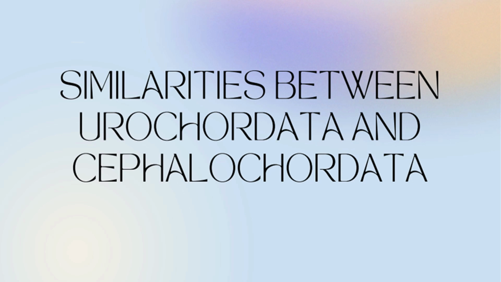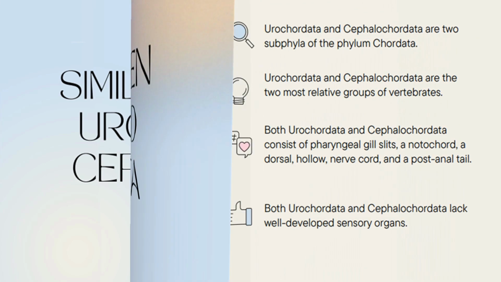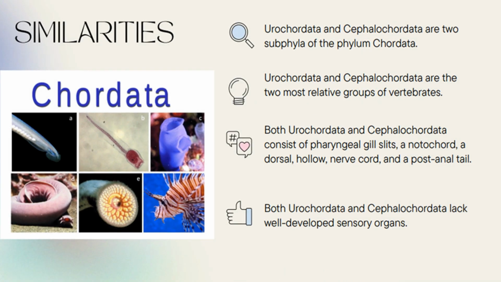So first, let's go to the similarities of Urochordata and Cephalochordata. First, Urochordata and Cephalochordata are two subphyla of phylum Chordata. They are also the two most relative groups of vertebrates. Also, they consist of pharyngeal gill slits, a notochord, a dorsal hollow nerve cord, and a post-anal tail. And lastly, both lack well-developed sensory organs.